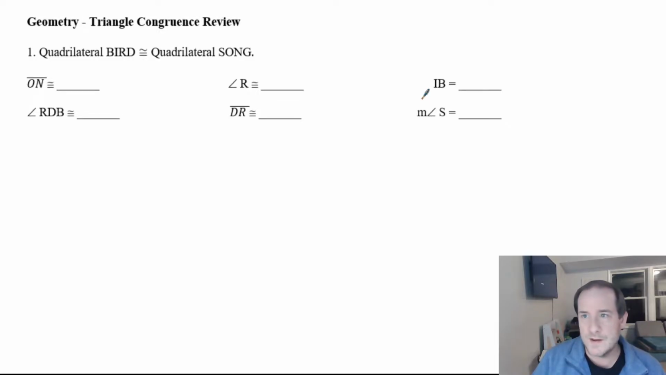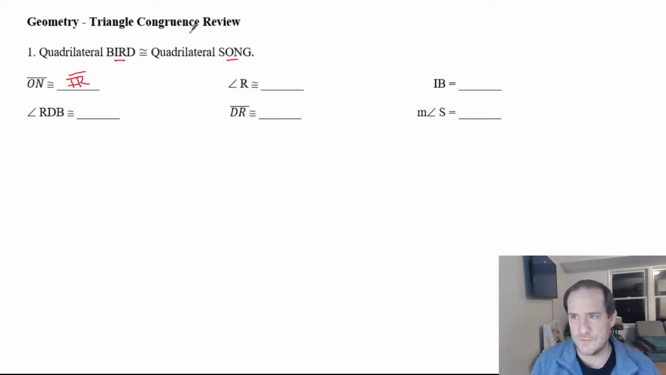It says find the line segment that's congruent to ON, and remember all you've got to do is look at the congruence statement. ON are the middle two letters in this name, so it's got to be congruent to the middle two letters in the other name. That's it. You just grab the IR, and ON must be congruent to IR. That's how congruence statements work: everything that corresponds is in the same place in the name.